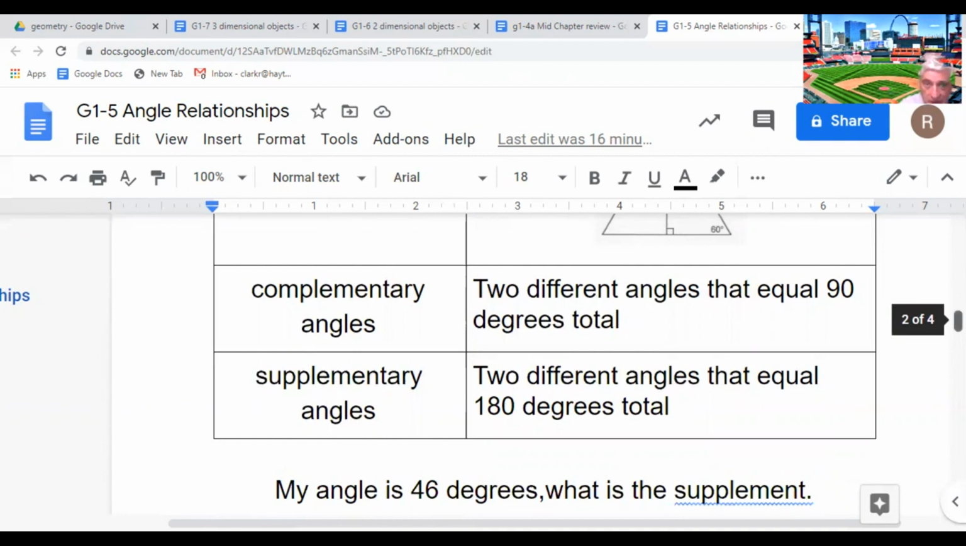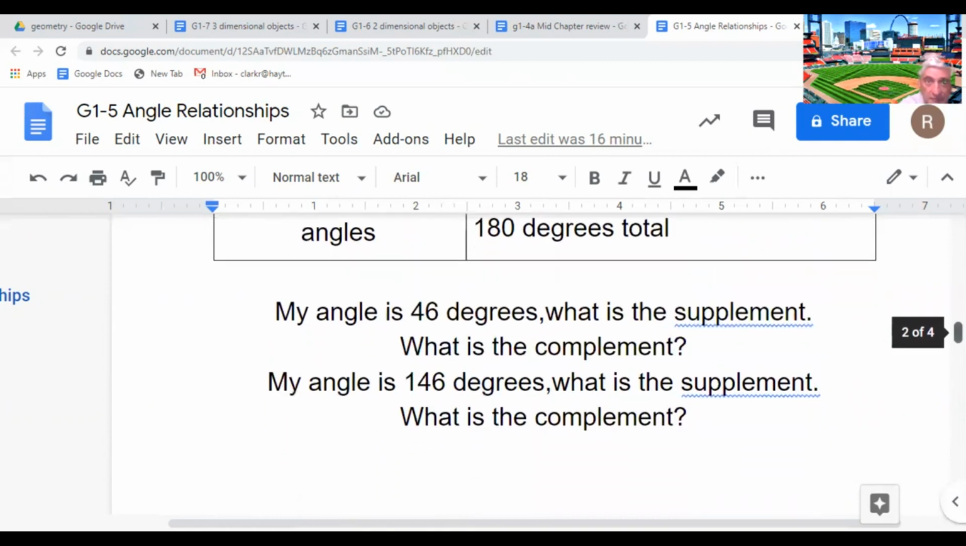So let me model that for a minute. Let me work one. Let's pretend my angle is 46 degrees. What is its supplement? To find the supplement, you take 180, subtract 46, and you get 134. What's its complement? To find the complement, you subtract from 90. 90 subtract 46 would be 44.